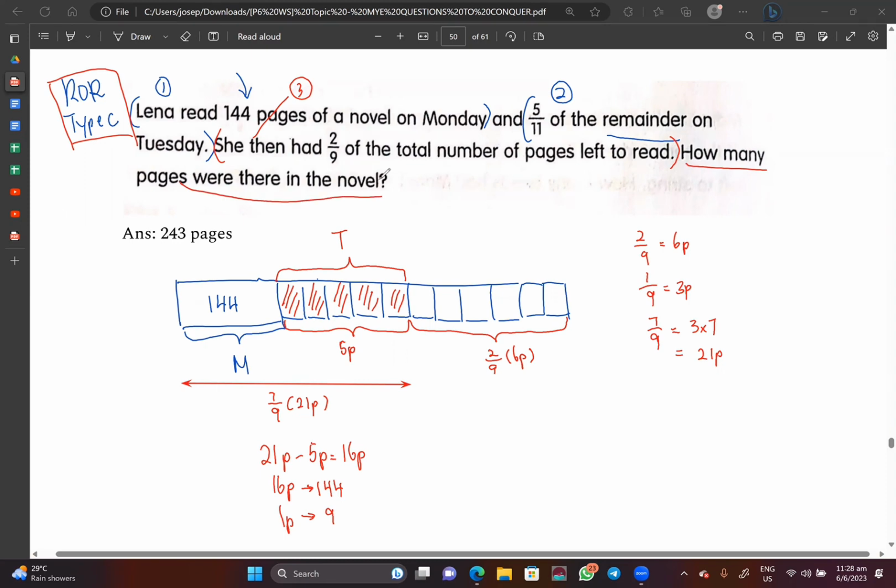The novel is actually from where to where? The novel is simply the whole thing, right? The whole thing from here all the way to here, correct or not? So since we know that the novel is 21 parts and 6 parts, that basically gives me 27 parts, correct? And if one part is 9, then we have to do 9 times 27, and that gives me 243 pages.